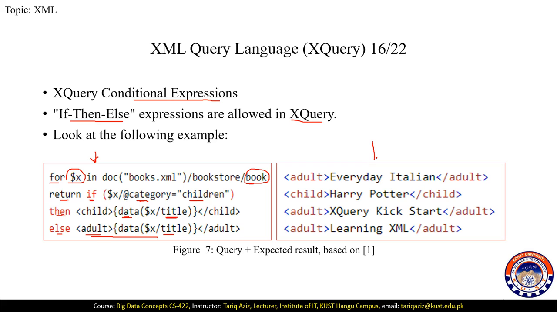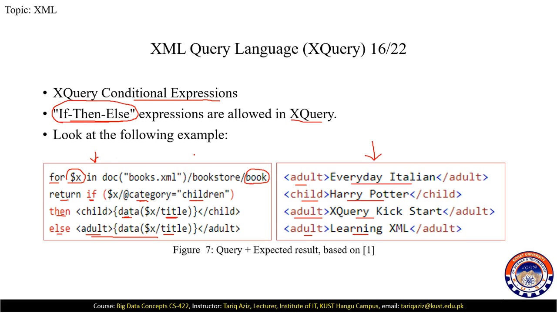So this is the expected result of the query. Now here, for Everyday Italian, the category is not equal to children, so it is returned as adult. But for Harry Potter, the category is equal to children, so it is returned as child. And for the rest of the books, the category is not equal to children, so they are returned as adults. So the main focus is that we can use the if then condition with the XQuery language, and this is the example.